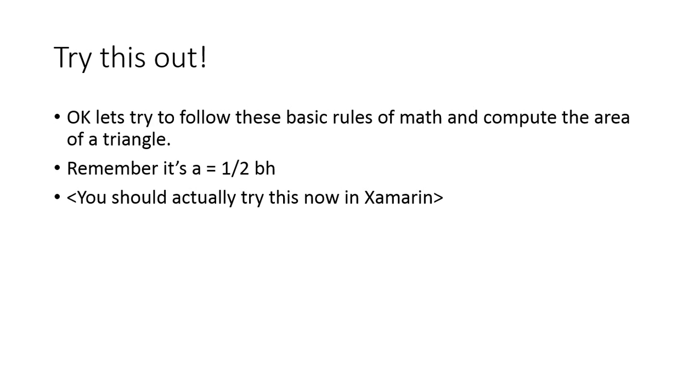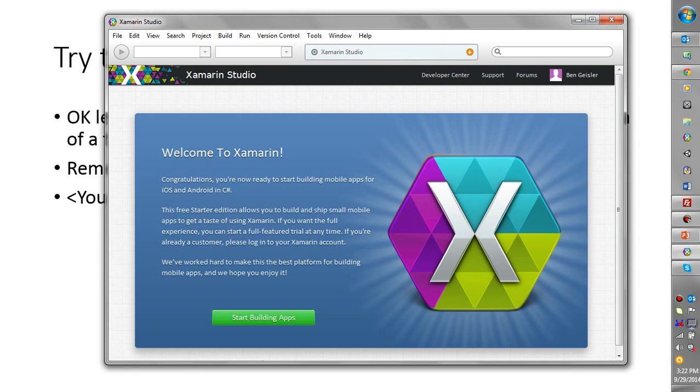So trying out these basic rules of math in assignment operators, what I want us to do is create a quick program that computes the area of a triangle. So remember, the area of a triangle is a equals 1/2 base times height. We're going to put that into Xamarin. I'm going to open up Xamarin here. I'm just going to keep these slides in the background.